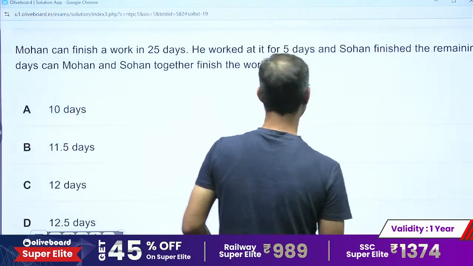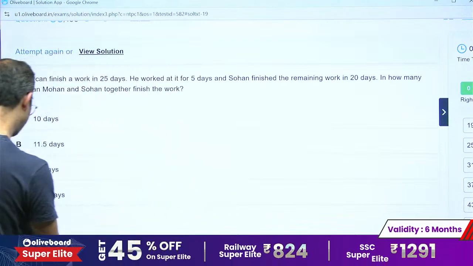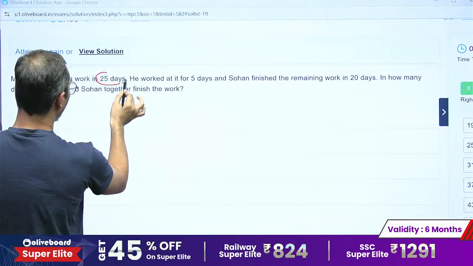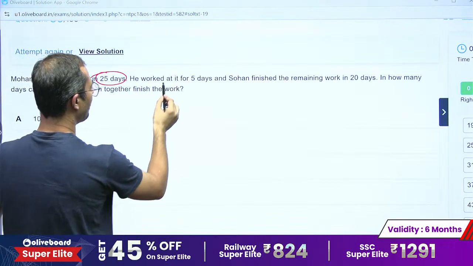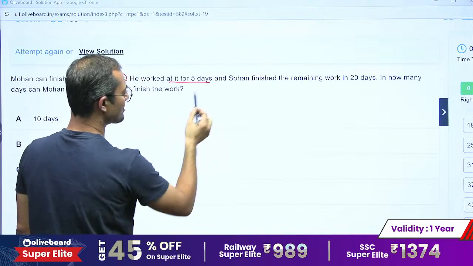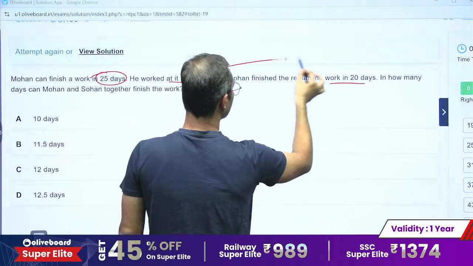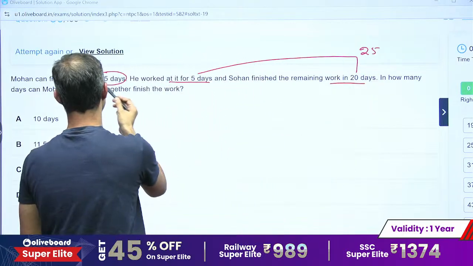Tell me what is the right answer for this question. Mohan can finish a piece of work in 25 days. Mohan alone can complete it in 25 days. He worked for it for 5 days and Sohan finished the remaining work in 20 days. It means they are also taking 25 days, right? So 5 days work done by Mohan.